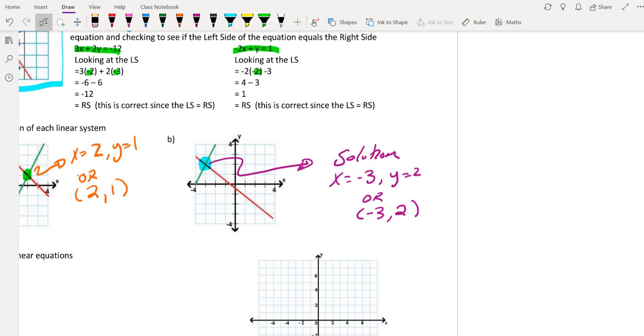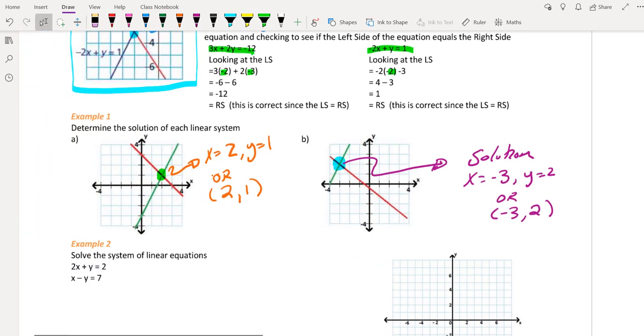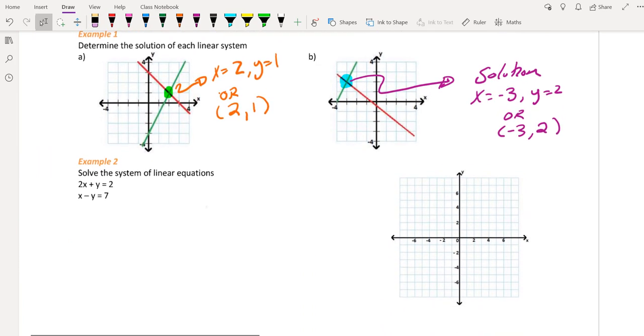The solution to this problem is where the lines intersect, and we simply read off the x and y values. Hopefully you came up with x is -3 and y is equal to 2. In the next example, we're going to work from the equation of the lines, so we're not given a graph. If we're asked to solve a system of equations, one of the methods we can take is graphing them.